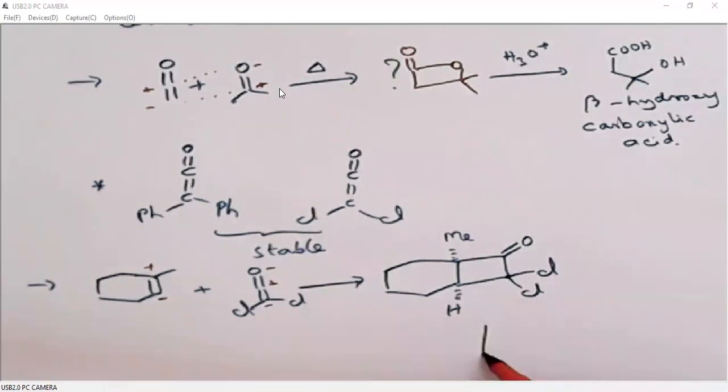We can extend this reaction by treating this carbonyl with diazomethane. Diazomethane again will undergo reaction and will expand the ring.